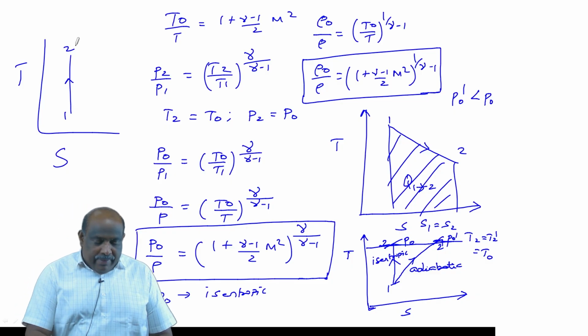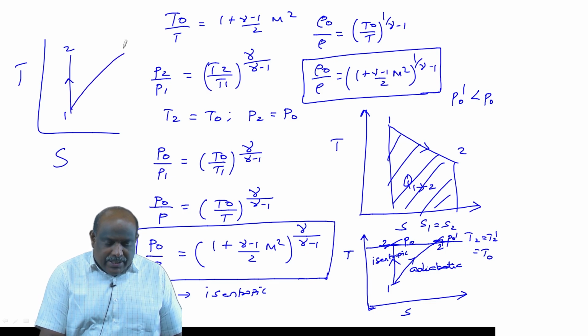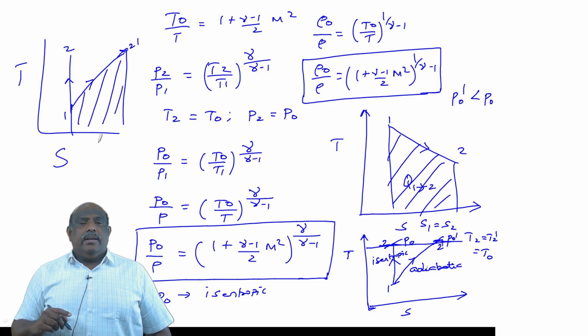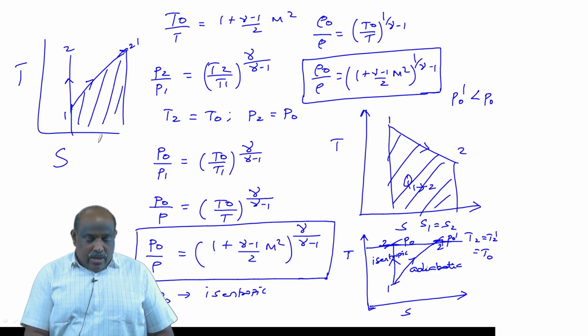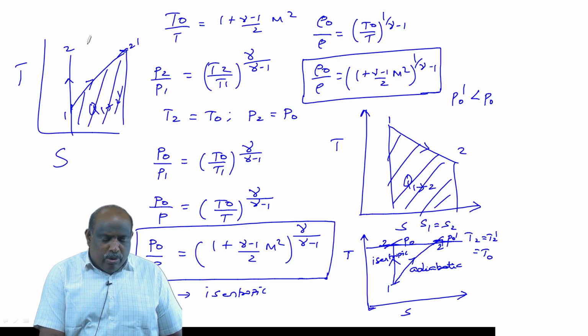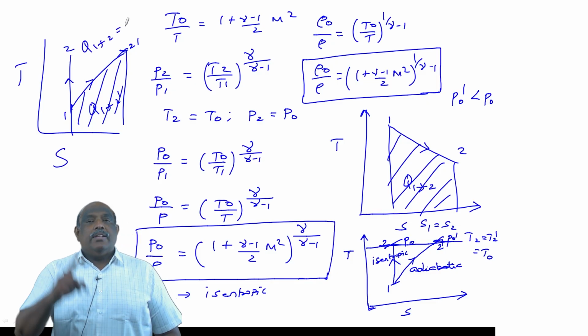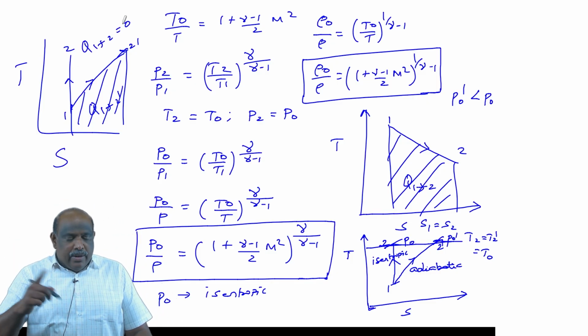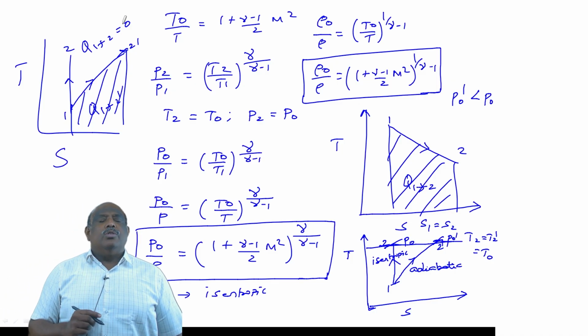Fine. But when I am going to take 1 to 2 dash, what about the area under this curve? As I already told, the area under the T-S diagram is nothing but the heat transfer. So, it is Q1 to 2 dash. Q1 to 2 equal to what? 0, because there is no area under 1 to 2. It is a vertical line. Whereas there is an area under 1 to 2 dash. So, it is Q1 to 2 dash.